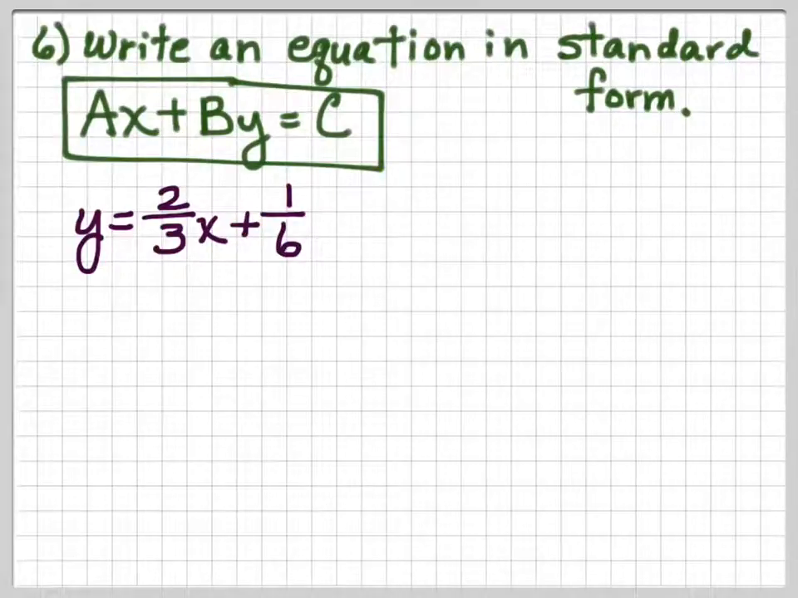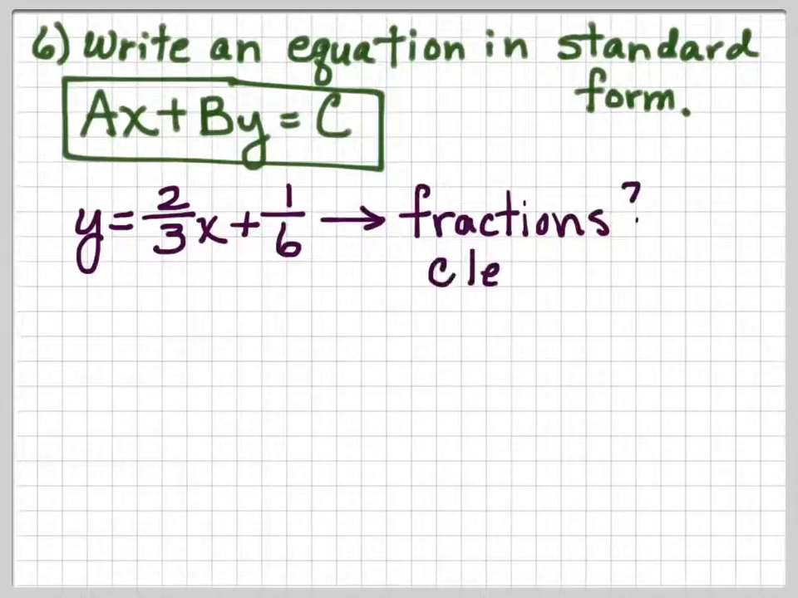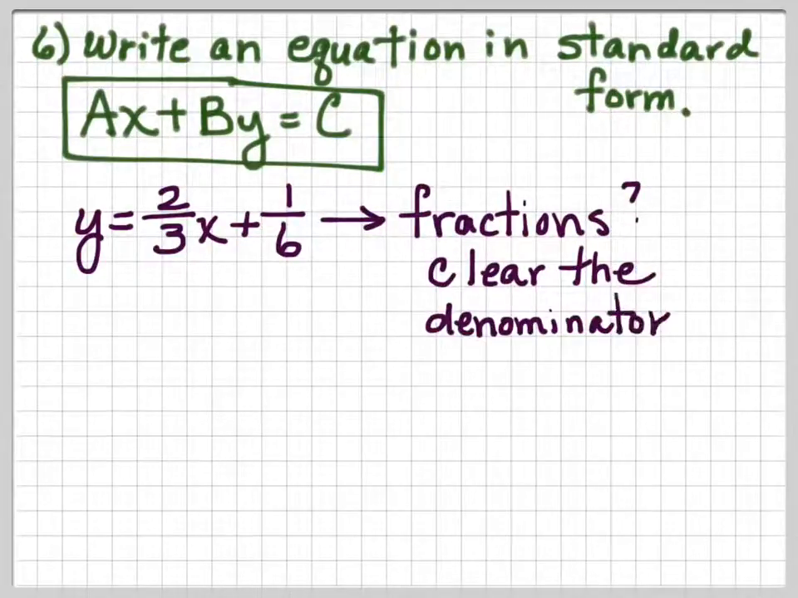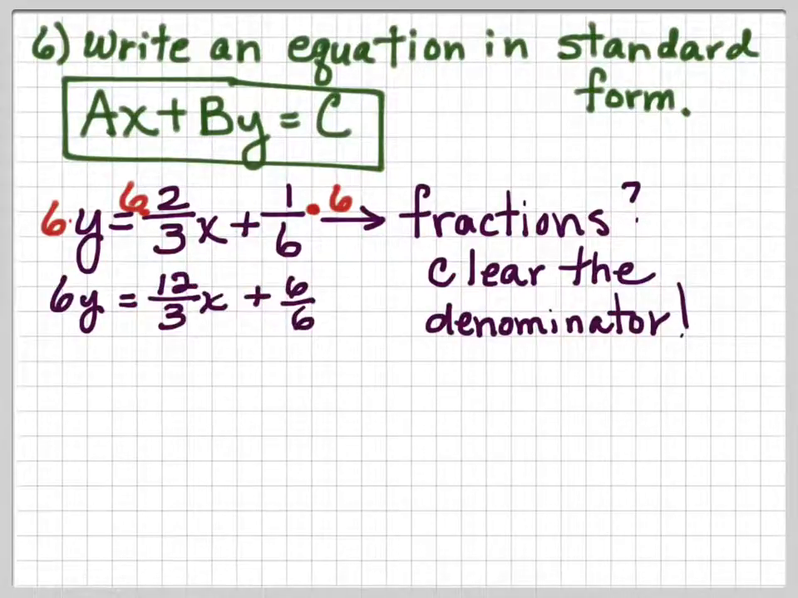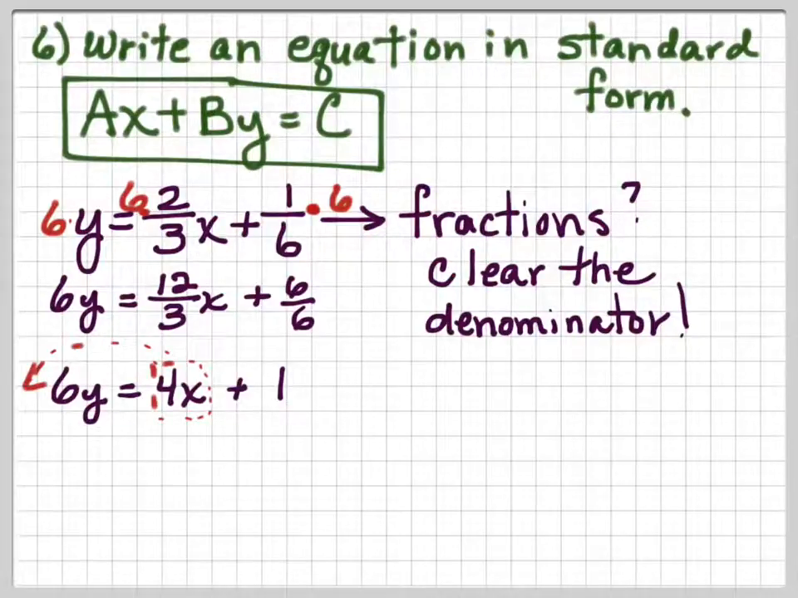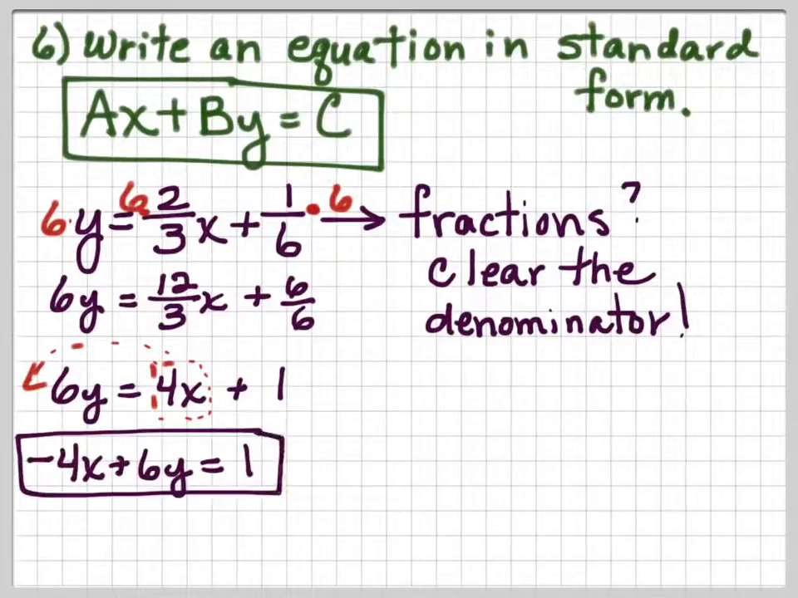My common denominator between 3 and 6 is 6, so we're going to clear the denominator. I'm going to multiply everything by 6. So I'll have 6y equals 6 times 2/3 x plus 1/6 times 6, which is 6y equals 12x over 3 plus 6 over 6, or 6y equals 4x plus 1. Now I'm going to move my 4x over to the left-hand side, so I'll have minus 4x plus 6y equals 1, and there it is in standard form.